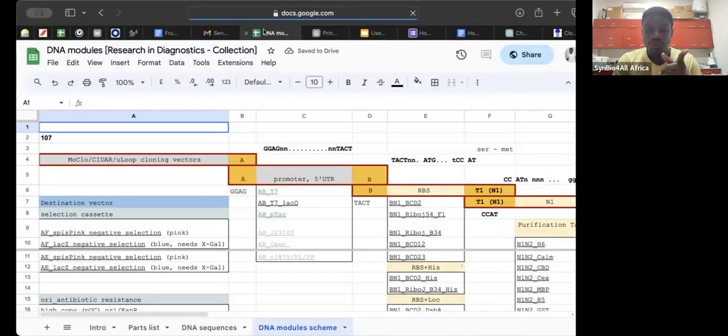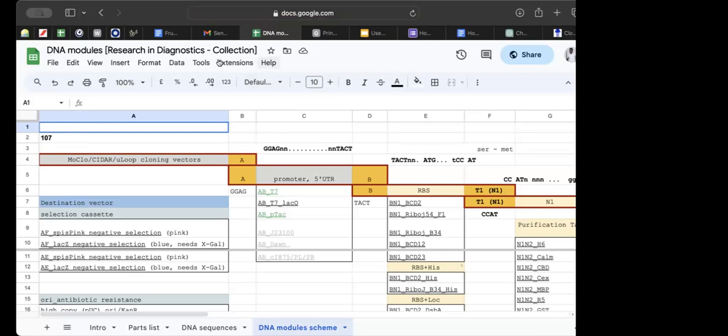I'm going to change my screen for a bit and then show you the system right here. Can you see what I'm sharing? Yeah, we can see your screen.